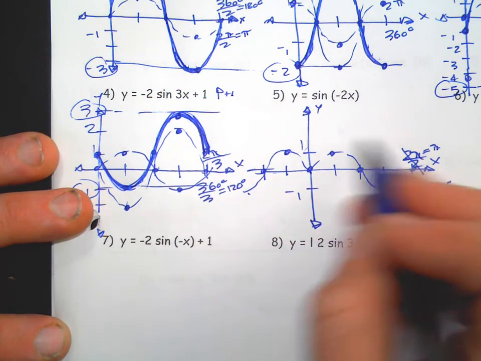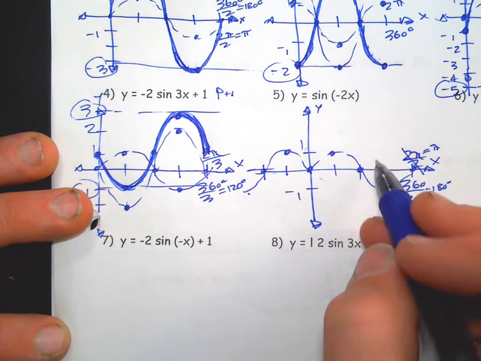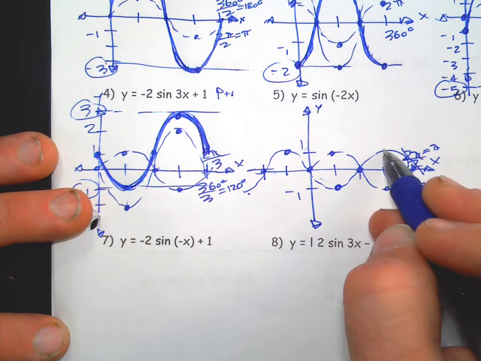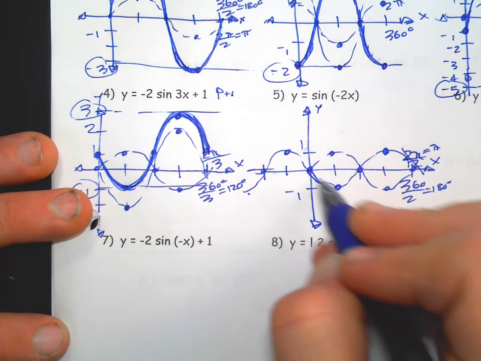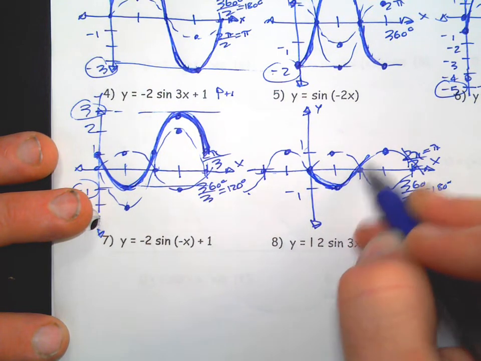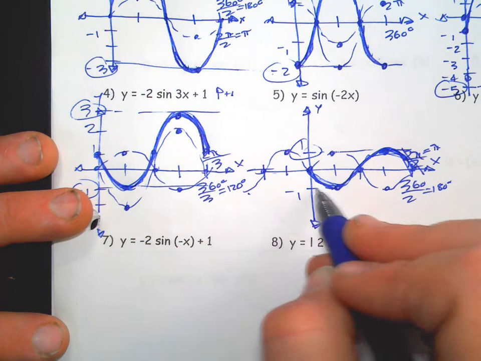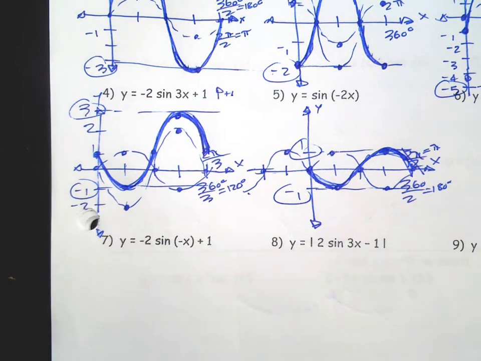Now I want the final graph in here. So we just keep it going, because that's what sine and cosine curves do. They're just continuous waves. And this is our graph. And there's the max and there's the min. There we go.